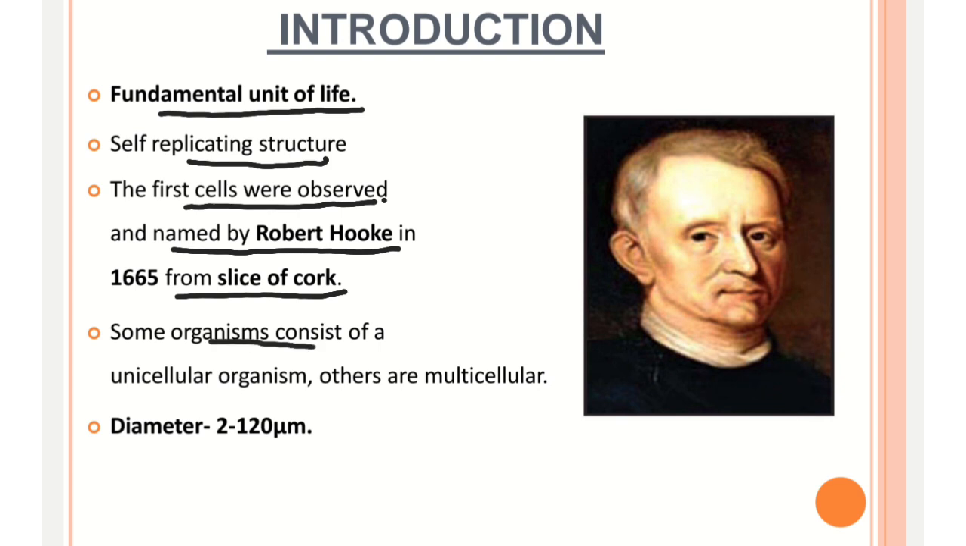Some organisms are unicellular, others are multicellular. Some organisms like amoeba are made up of just one cell. They are called unicellular organisms. Others, like humans, have millions of cells and are called multicellular organisms. Next point, the size of a cell can range from 2 to 120 micrometers in diameter.